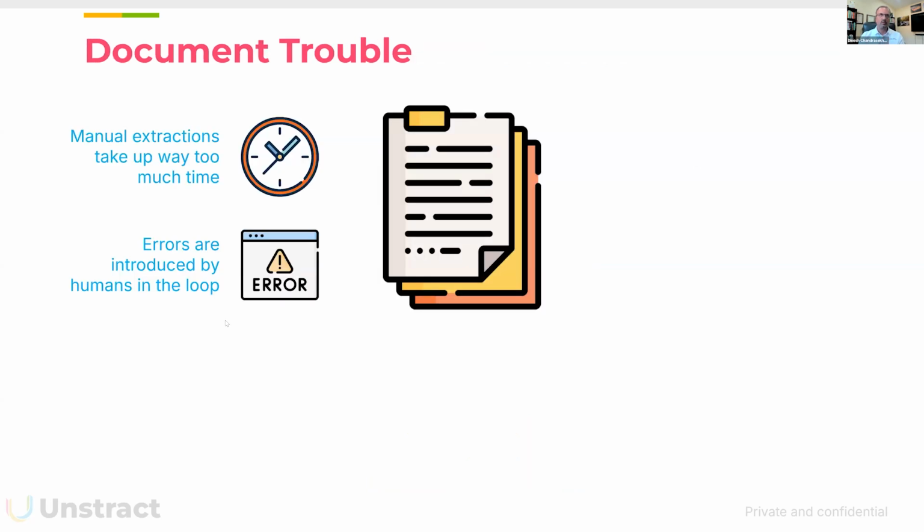The trouble with the documents is manual extractions take way too much time. Mortgage processing, in the traditional sense, takes days sometimes because they have to go through all these checks and balances and look through all these documents and extract all the data. Errors are introduced by humans in the loop, because of fatigue, because of repetitive processing of these documents. They might be looking in the wrong field, or interpreting a 6 as an 8 or something, could happen. And those kinds of errors are also introduced as a part of this process.